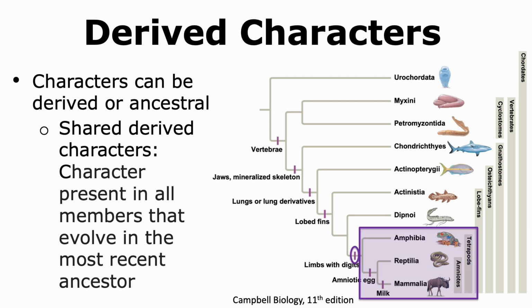Similarly, if we now consider a group that includes Amphibia, Reptilia, and Mammalia, their most recent ancestor evolved limbs that had digits. All the organisms in this group now have limbs that have digits, and in fact they have 4 limbs. And hence they all come under the group of Tetrapoda, and the character of having 4 limbs with digits is the shared derived character.